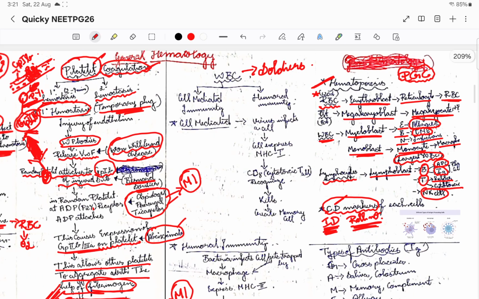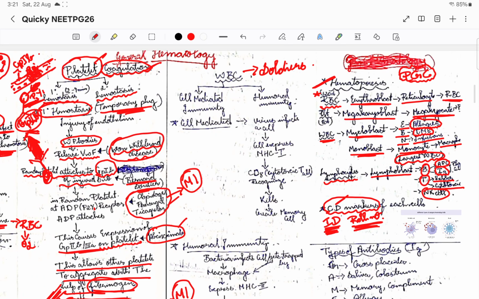So how do they do it? They have two specialized actions. One is cell mediated. These are like special paracommandos. They don't require anyone's support. They themselves can go and be killers.